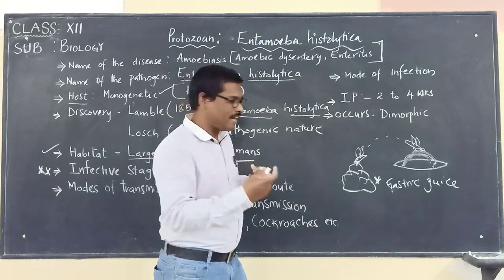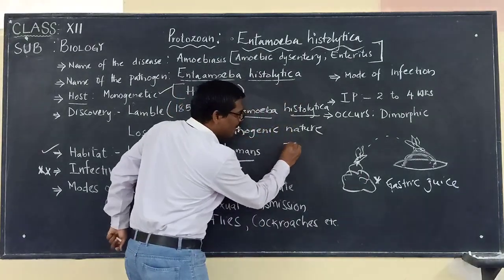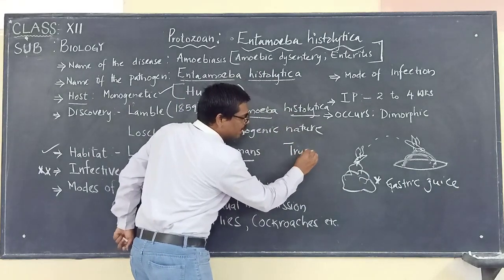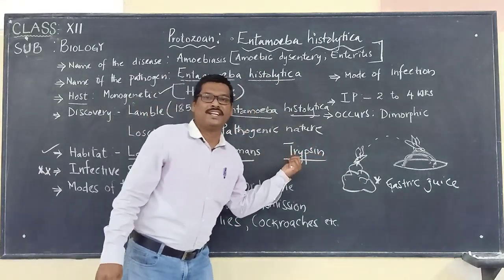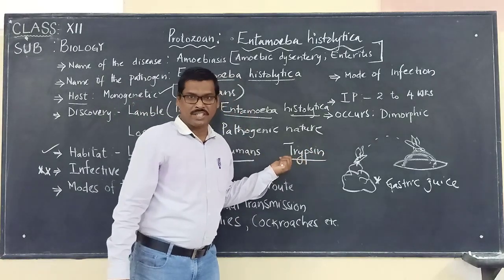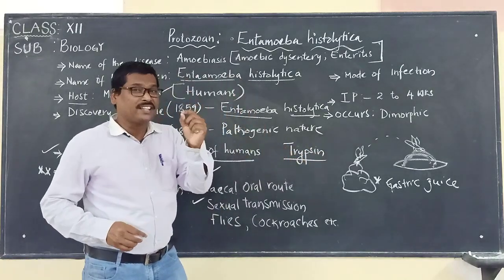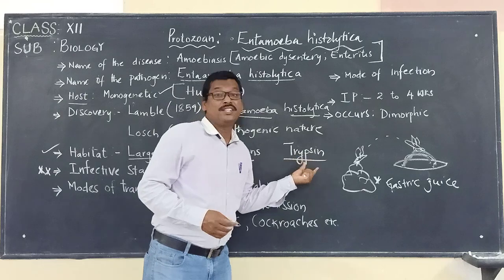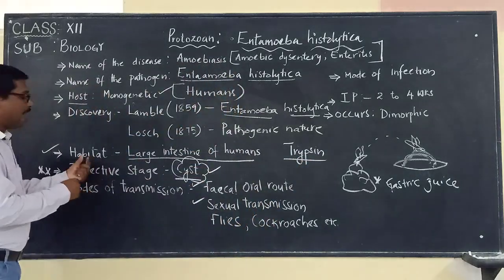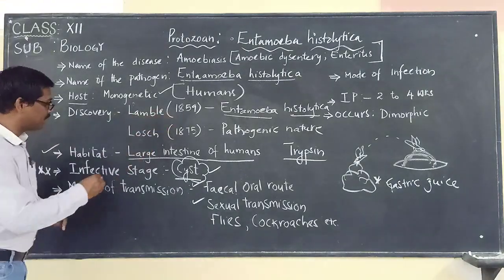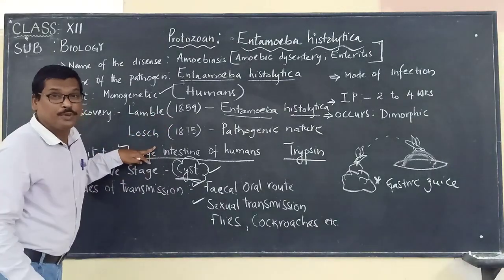In the small intestine, in the presence of an enzyme called trypsin, the cyst wall will be ruptured. And now the Entamoeba histolytica enters into the large intestine. That's what we said. The habitat of the Entamoeba histolytica is what? The large intestine of humans.